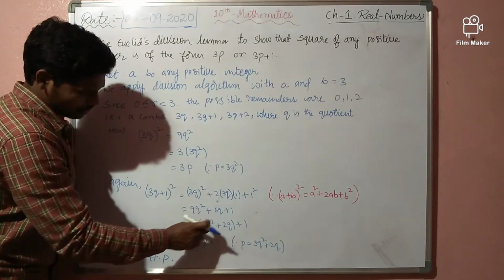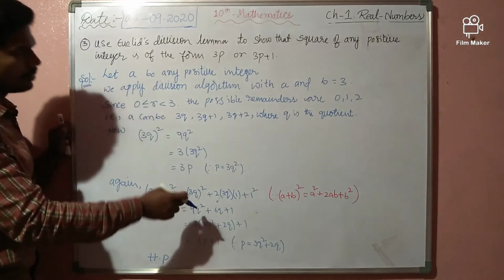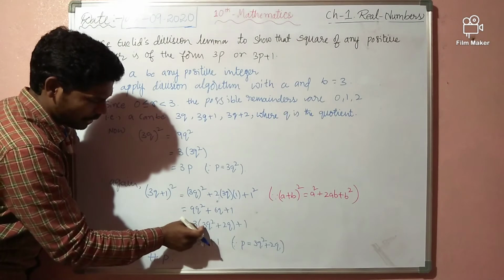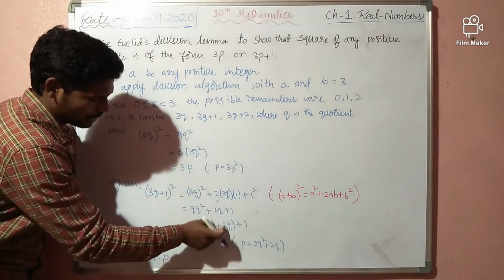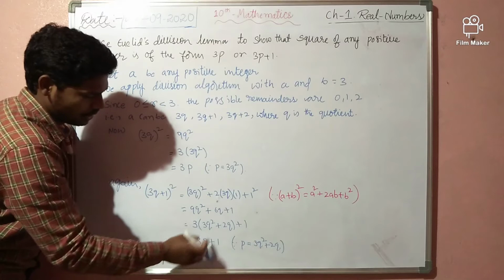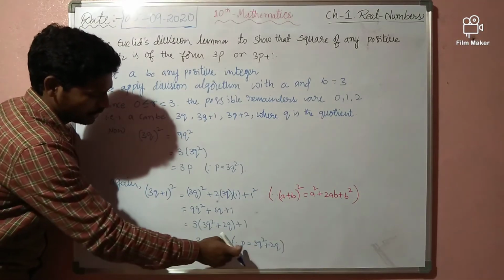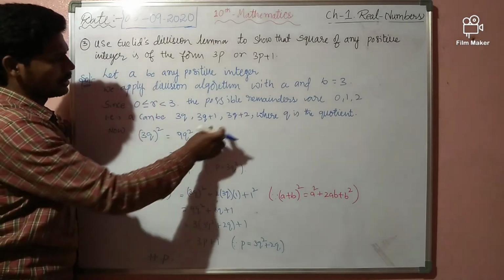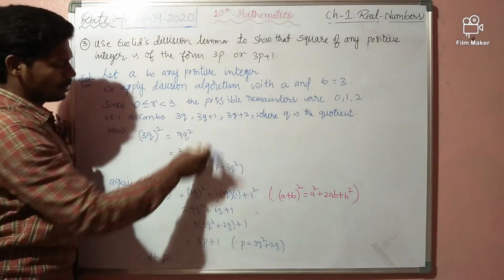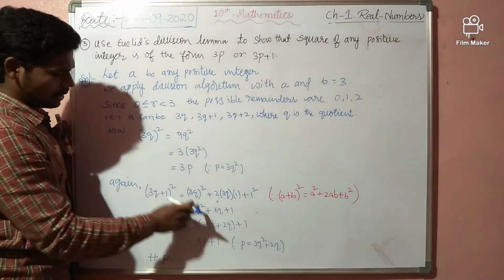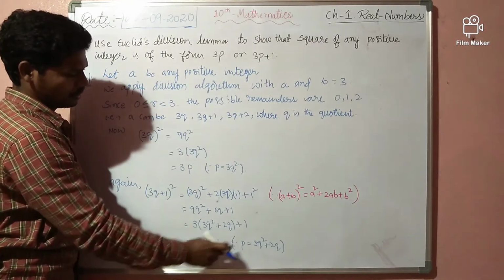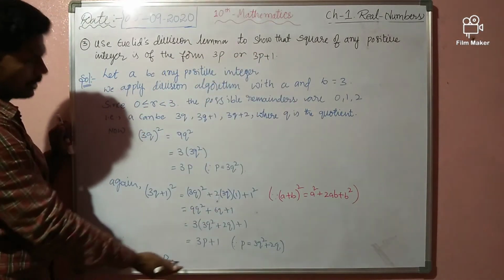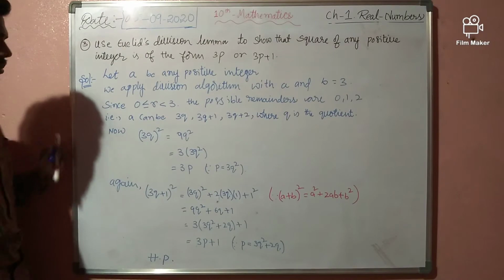So from these two terms take out 3. Why? We have to write that in the form of 3p plus 1. So 3 times (3q square plus 2q) gives 3 times 3q square plus 3 twos are 6q, plus 1. Take this as one positive integer, that is p. Here 3p plus 1. So we have written the second one, 3q plus 1 whole square, the square of any positive integer, is of the form 3p plus 1 also. So that we need to show, that is 3p and 3p plus 1. Hence showed.